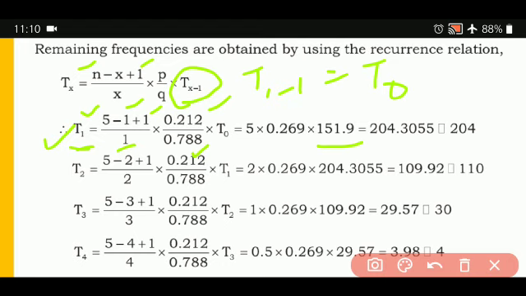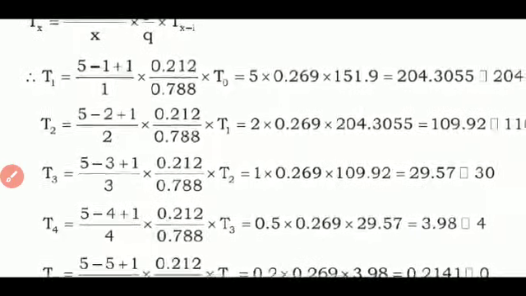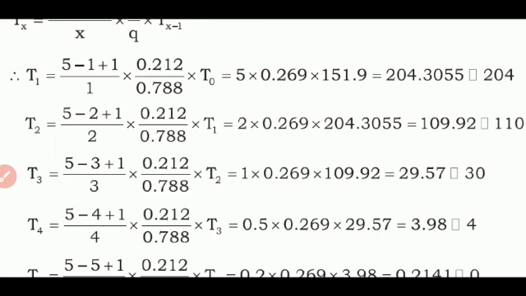So you have substituted all these values. 5 minus 1 plus 1 gets cancelled. When you simplify, you get the answer 204.3055, which is approximately 204, since the decimal part is less than 0.5, so you are making it less. So it will be 204. This is T1. Similarly, we will find T2.